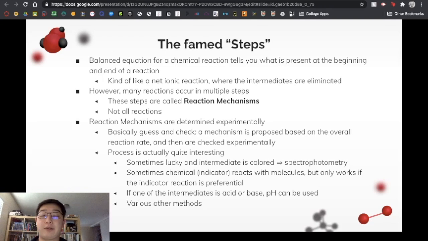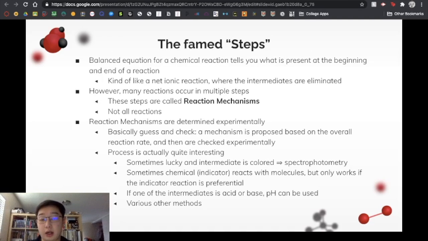So we're going to dive right into reaction mechanisms. These are the famed steps to a reaction. A balanced equation for a chemical reaction basically tells you what's present at the beginning and at the end of a reaction. So it's kind of like a net ionic reaction, where the intermediates are eliminated, like how the spectator ions are eliminated in a net ionic reaction. However, many reactions occur in multiple steps that you will not see in the overall reaction.